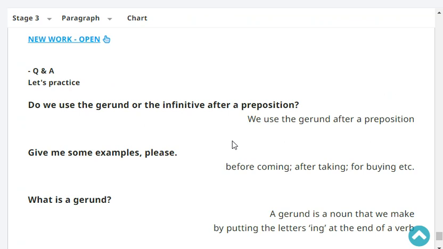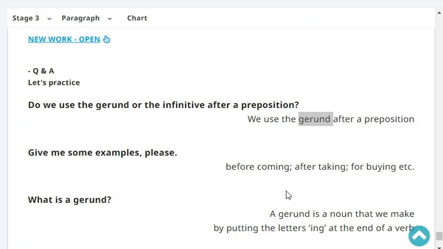Do we use the gerund or the infinitive after a preposition? We use the gerund. Wait, one more. We use the gerund after a preposition. Very good. Give me some examples, please. Before coming, after taking, for buying, etc.